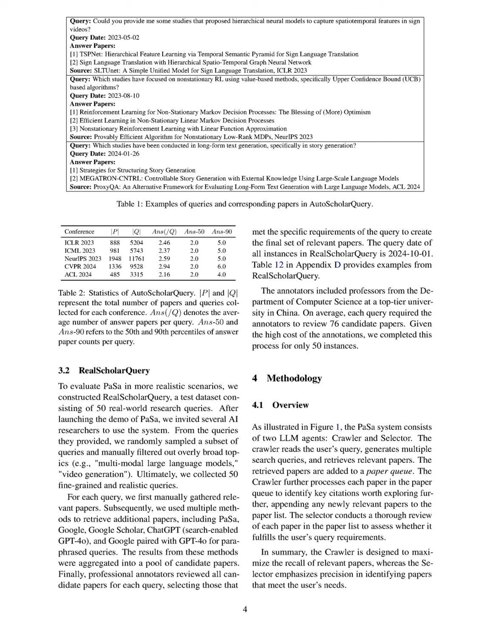Unlike conventional search tools that often yield insufficient results for specialized queries, PaSa employs a dual-agent system consisting of a crawler and a selector. The crawler autonomously collects relevant papers and navigates citation networks, while the selector evaluates these papers against the user's query requirements.